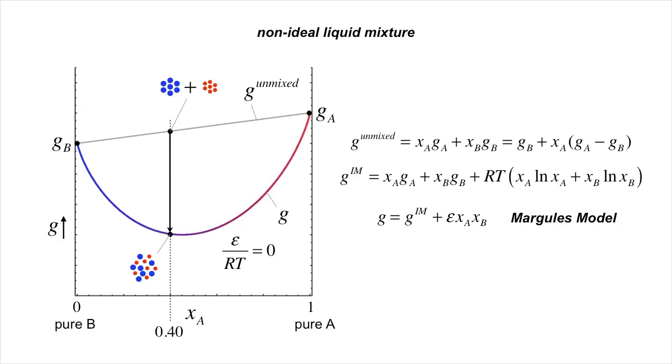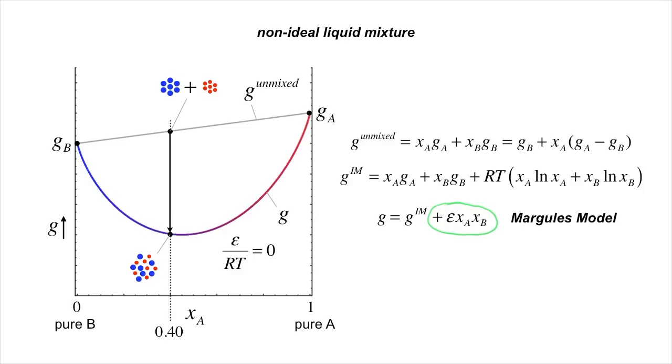So what happens if the mixture is not ideal? As I mentioned earlier, let's consider the Margules model, which adds an additional term to G equal to epsilon times XA XB, where epsilon is a parameter with units of energy per mole. One can think of this term as an additional free energy interaction between A and B molecules, which is proportional to the probability of A and B being adjacent to each other in a random mixture, which would be proportional to XA times XB.